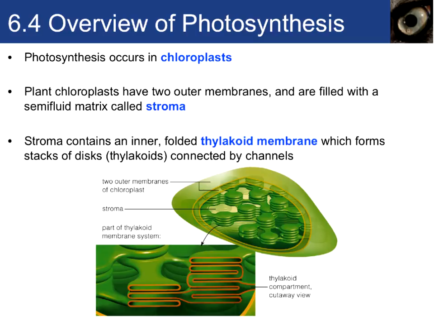So photosynthesis occurs in chloroplasts, and plant chloroplasts have two outer membranes and are filled with a semi-fluid matrix called stroma. The stroma contains an inner folded thylakoid membrane, which forms stacks of discs, which are thylakoids connected by channels. So a chloroplast is an organelle specialized for photosynthesis, and chloroplasts are found in plants and some protists.